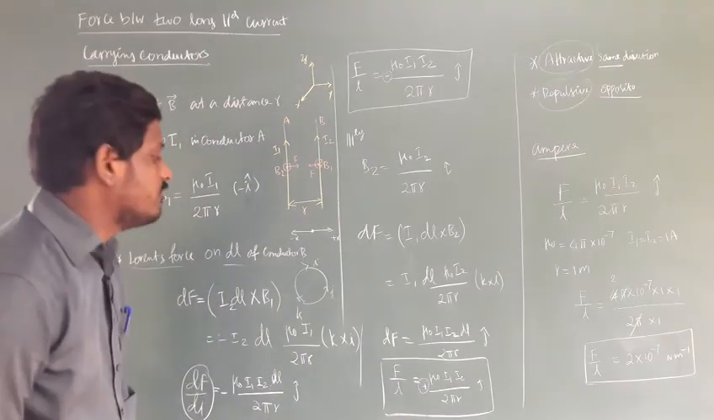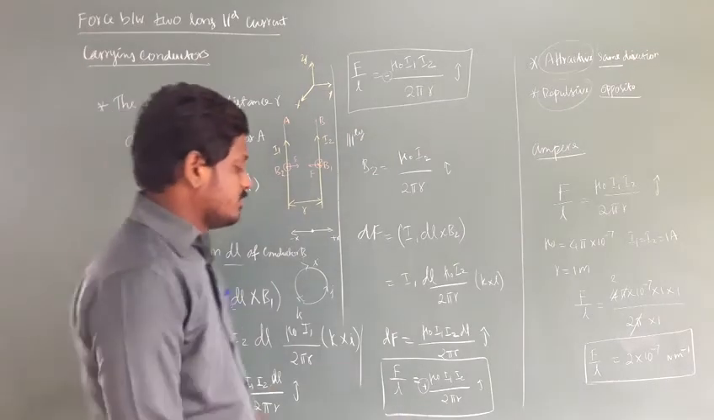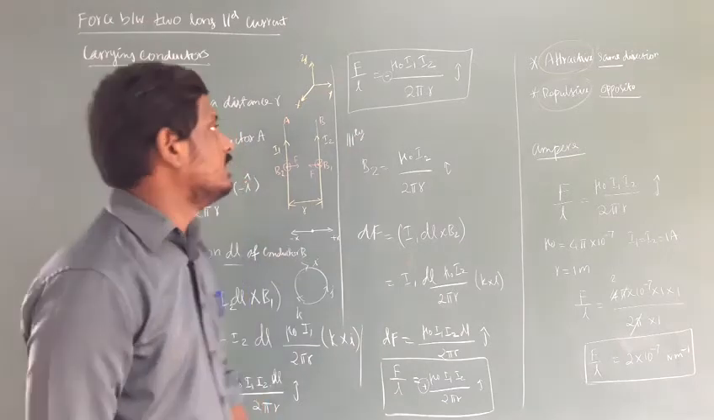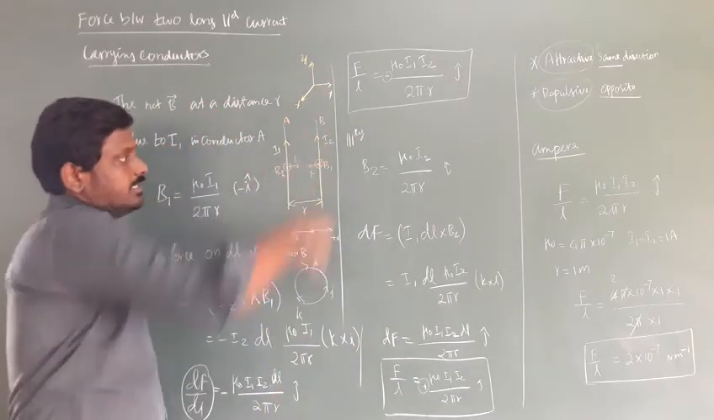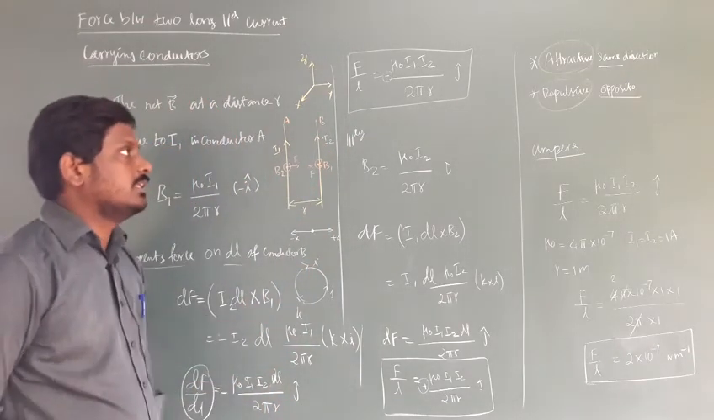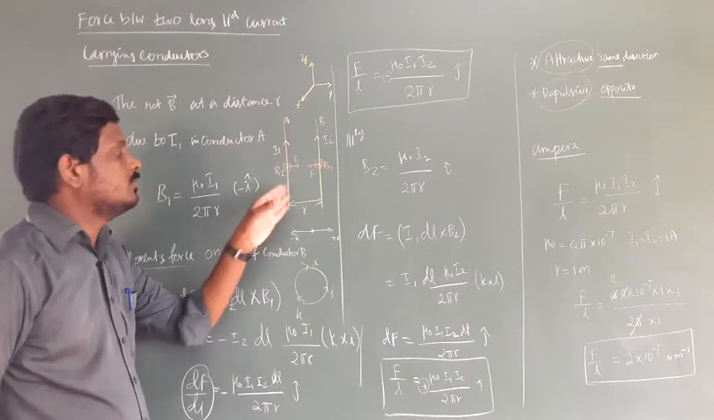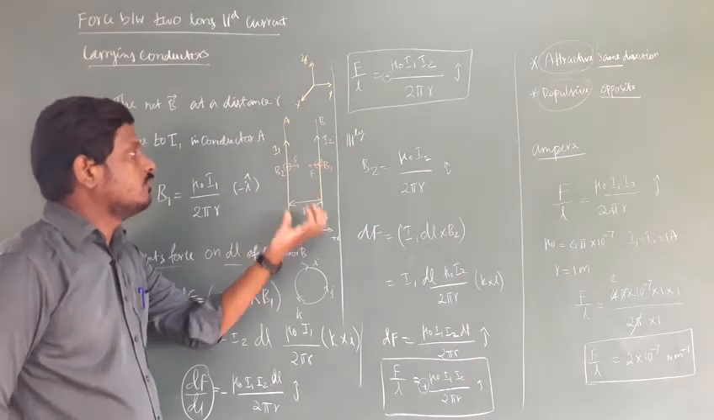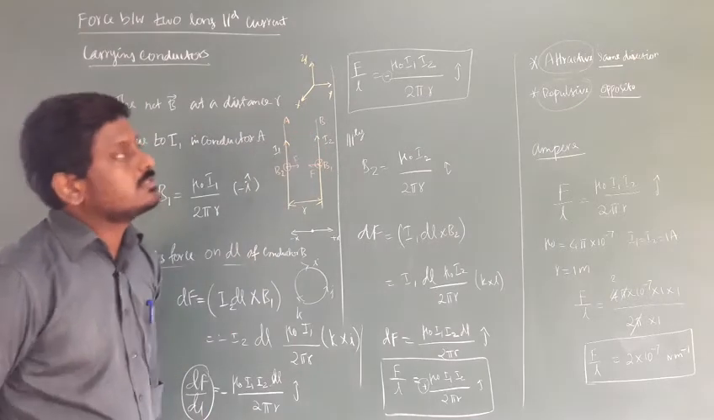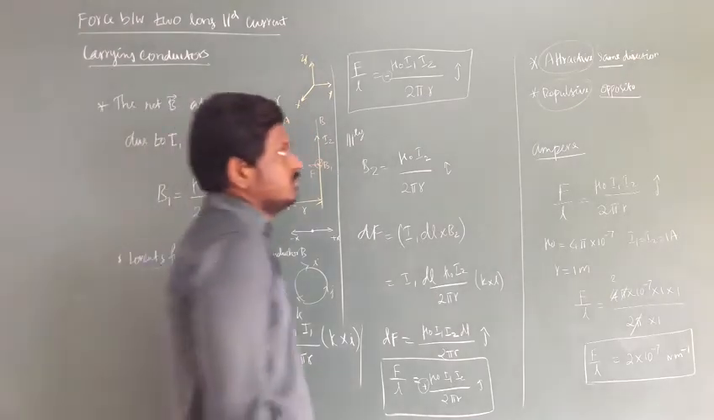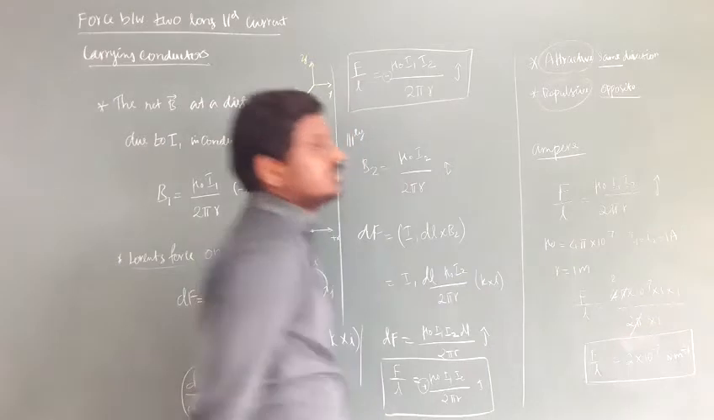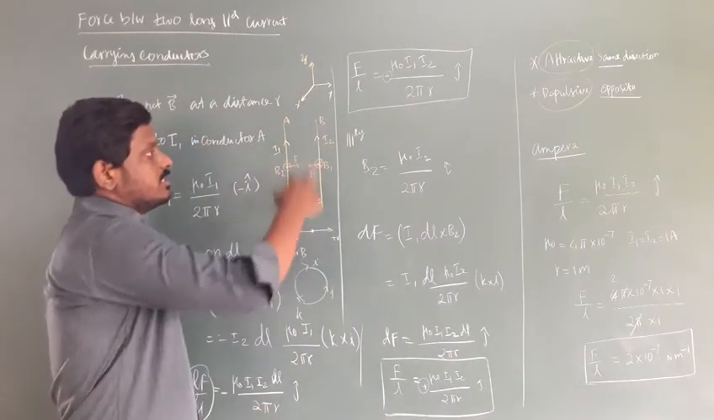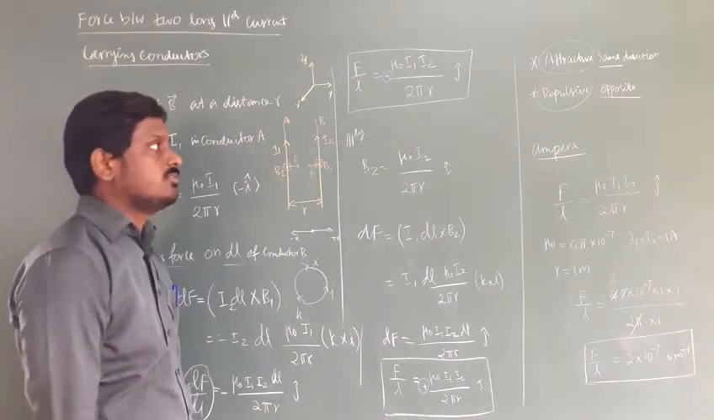That's all. So F by L is equal to plus, here minus. Then the current carrying conductors are parallel to each other. If it is two conductors and the current direction is the same, so I1 and I2 flow in the same direction, it means there is a force of attraction. So the current flows in the same direction means there is a force of attraction.